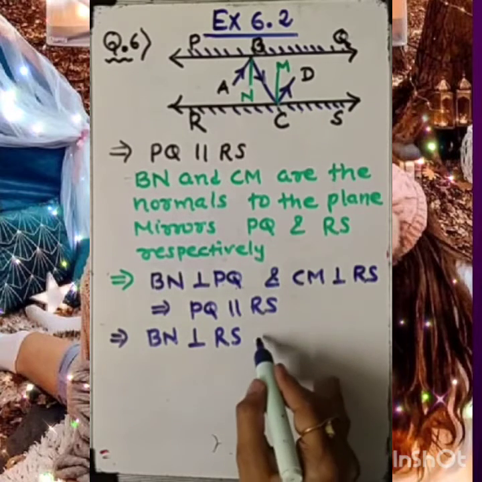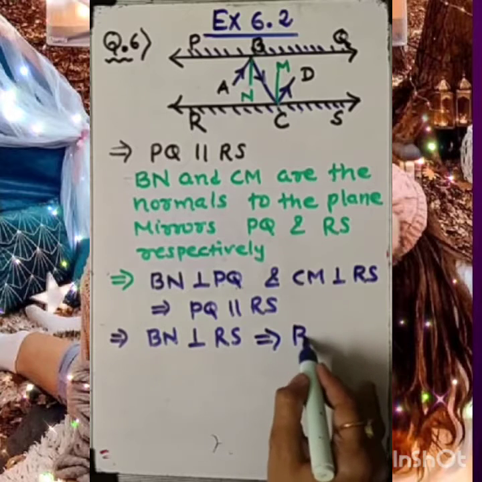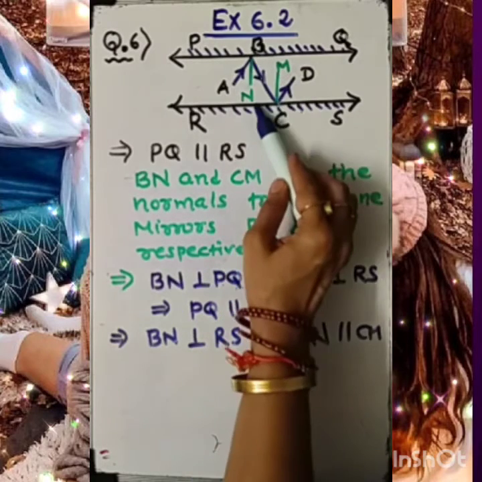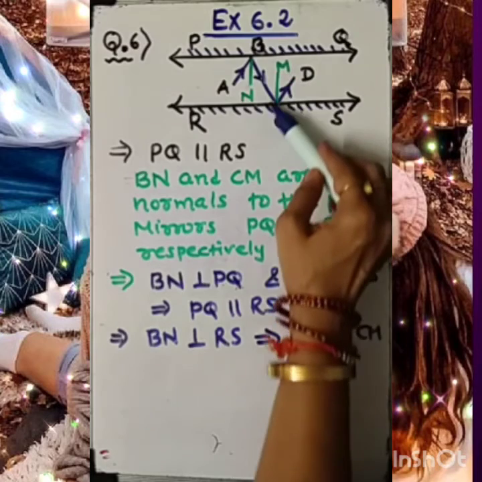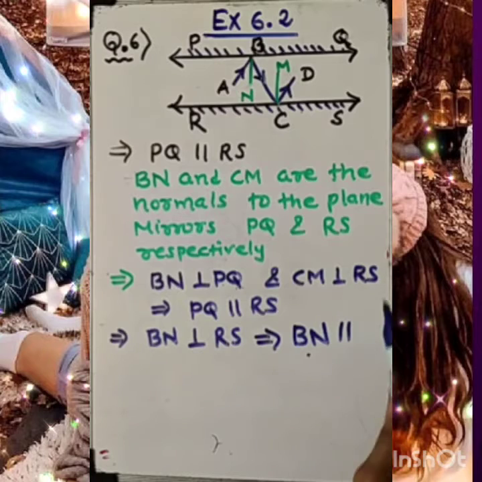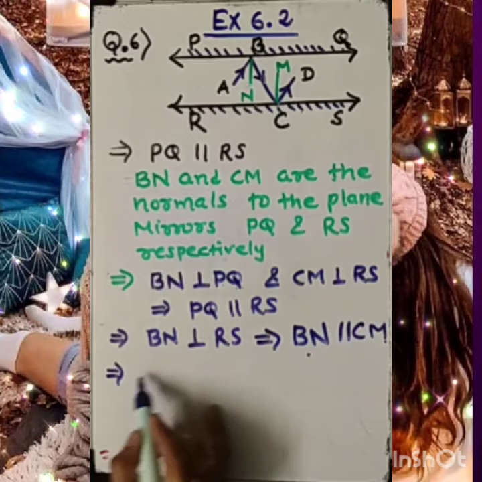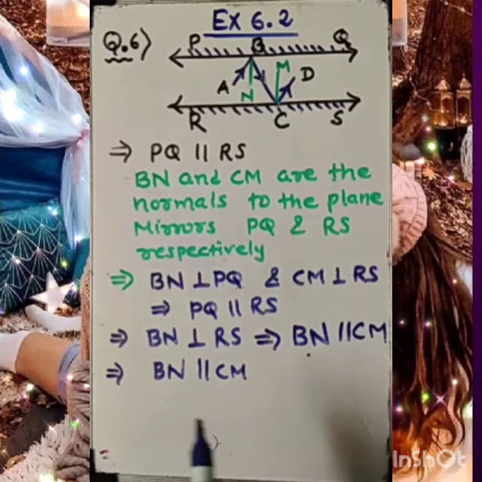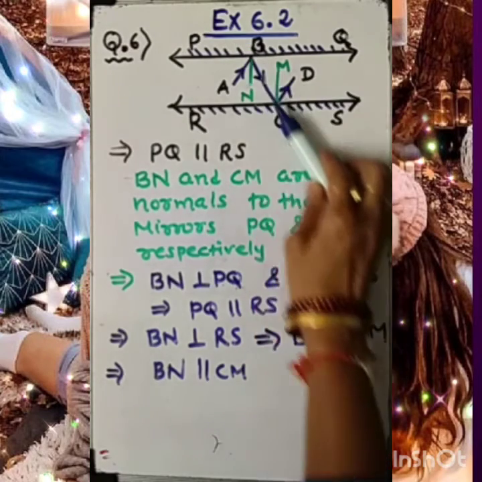Similarly, if it is perpendicular, then I can say BN is parallel to CM. These two lines are parallel. Now we have BN and CM, two parallel lines. If BN is parallel to CM, then can I say BC is the transversal of it?